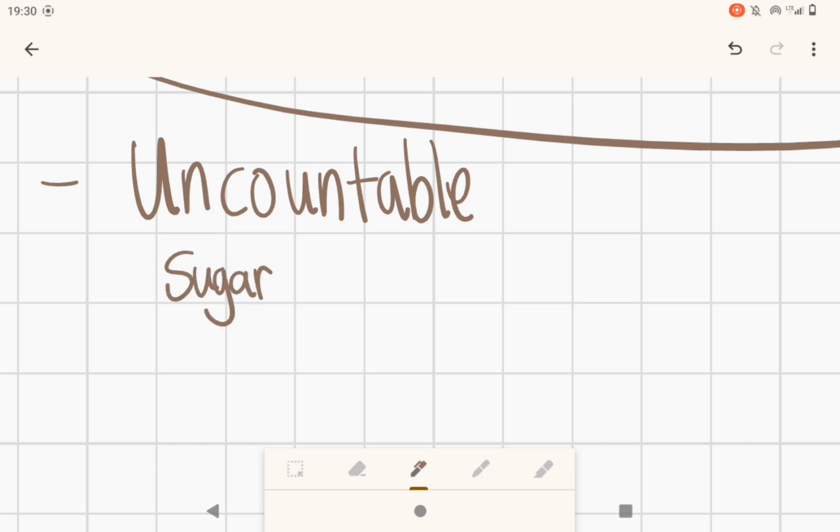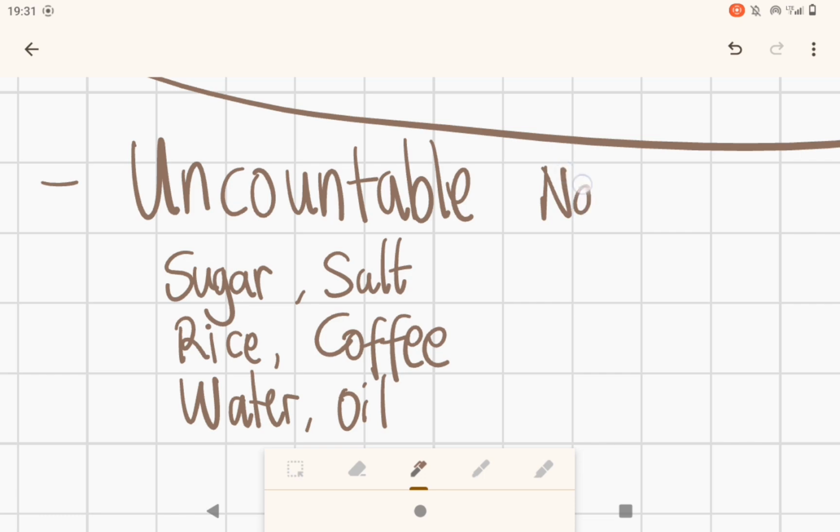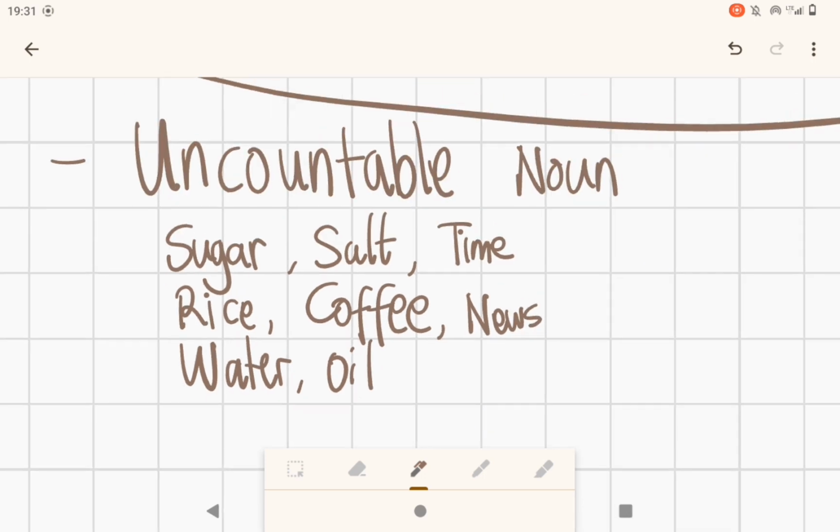We can't really count how many sugar. And then also like rice, water, oil, and then like salt, coffee, and then, what is it? Like time, and then news. And news is actually uncountable noun.